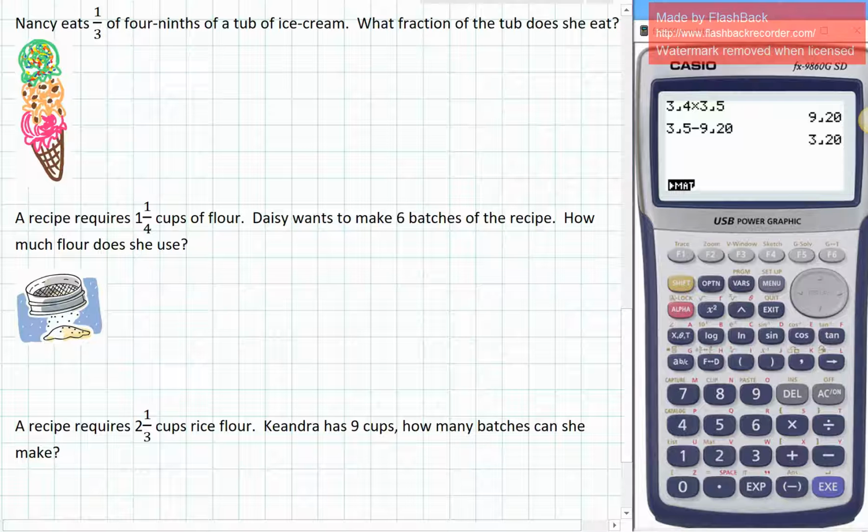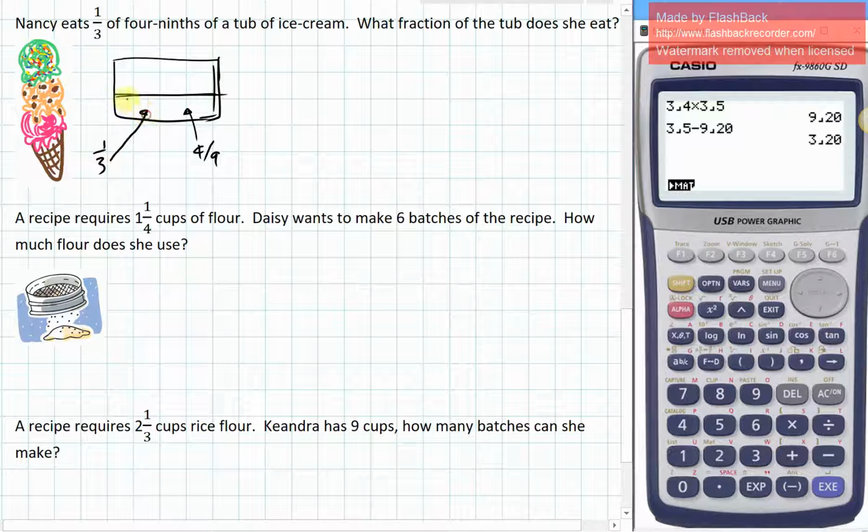This next problem, we have Nancy. She eats 1/3 of 4/9 of a tub of ice cream. What fraction of the tub does she eat? So if we've got a tub of ice cream, if we can imagine that there's like 4/9 left. So 4/9 left. She eats 1/3 of this part of that 4/9. So she eats 1/3 of 4/9.